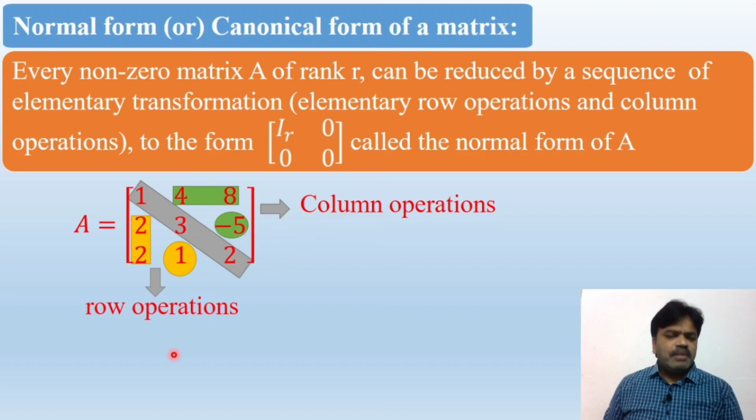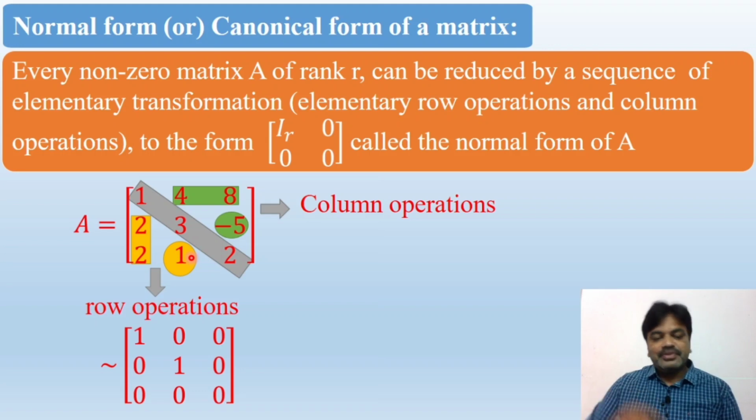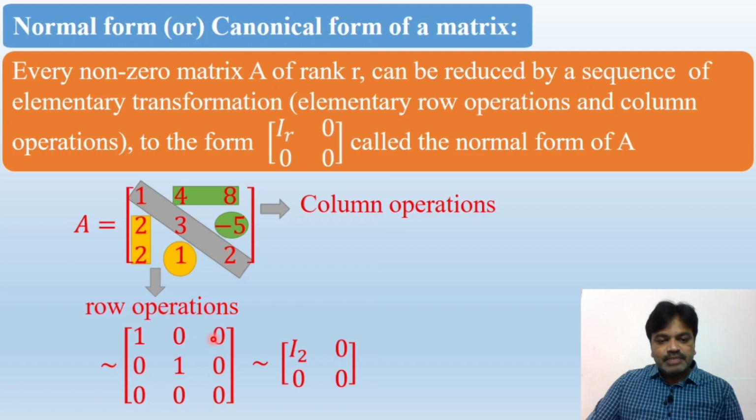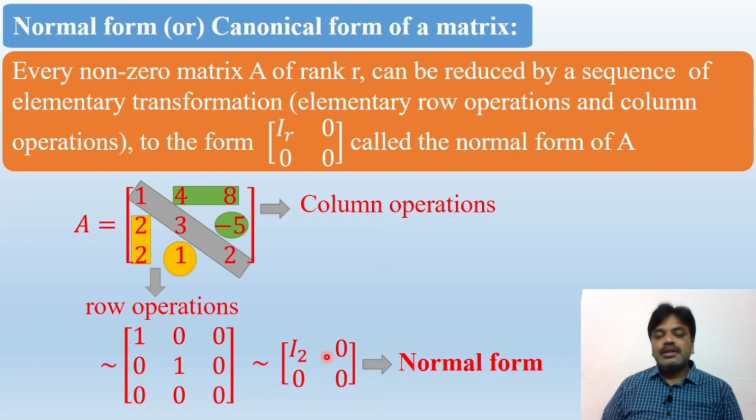Now we apply both the row and column operations on this matrix till we get the form [1 0 0; 0 1 0; 0 0 0]. Now how many non-zero rows here? 1, 2. This form is called normal form. So it can be written as [I_2 0; 0 0], because the number of non-zero rows is 2. This form is called normal form.